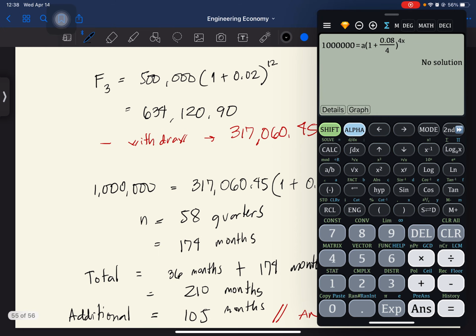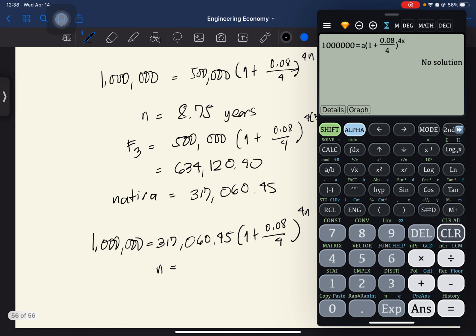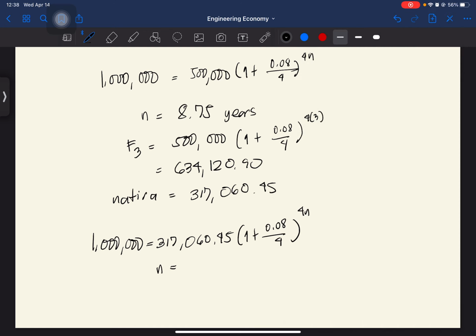Ano yung sagot natin kanina? 58 quarters. Ilan ba yung 58 quarters? 58 divided by 4. Ano yan? 14.5 years. Subukan nga natin. 14.5. O yun, 1 million na. So ang sagot natin is 14.5 years.